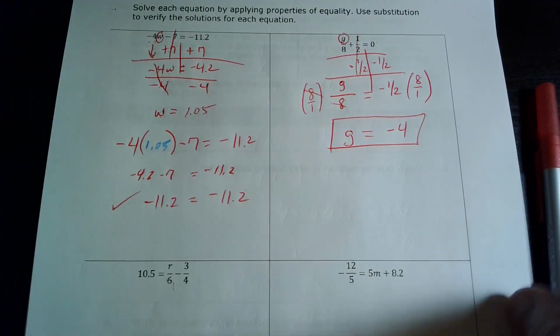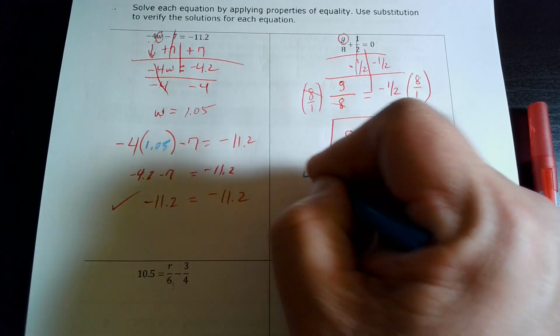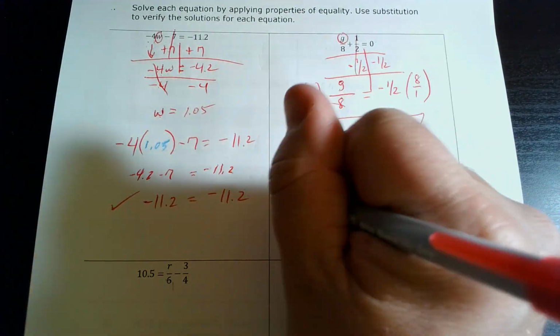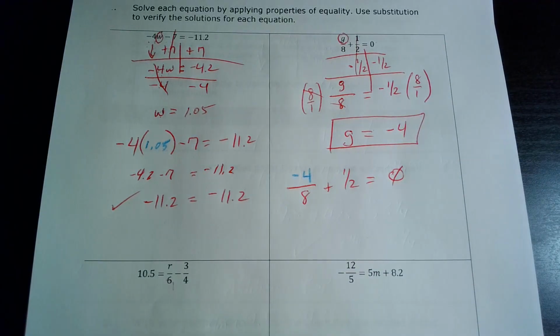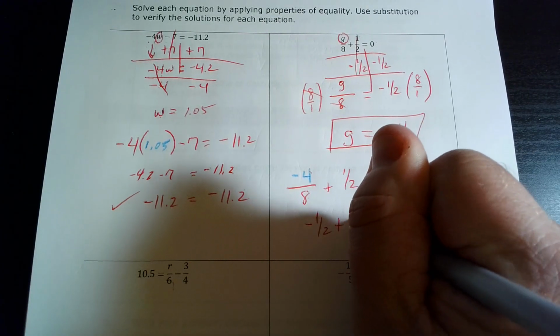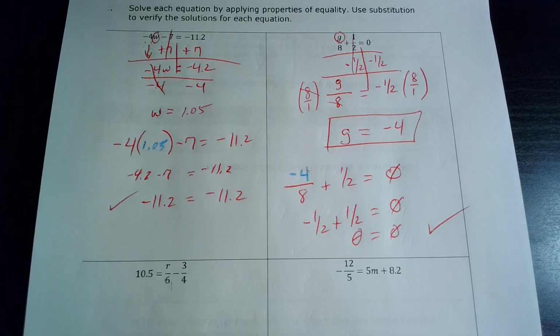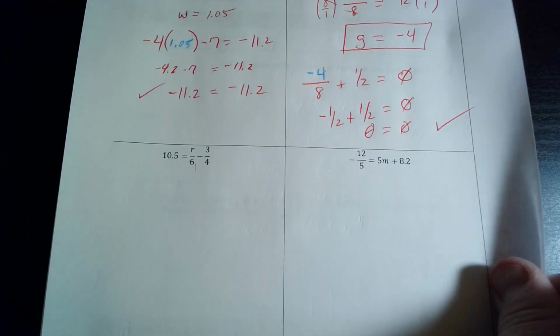Let's prove it. So where g was, it's going to be negative 4, and it's divided by 8 plus 1/2, and it's going to equal 0. Well, we know that negative 4 over 8 reduces to negative 1/2, plus 1/2 is equal to 0. Well, these guys equal 0, so we're good. Hopefully I didn't lose you. So work on these two, and flip the page over.